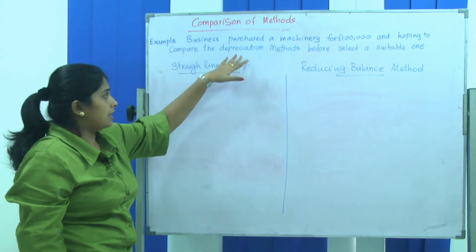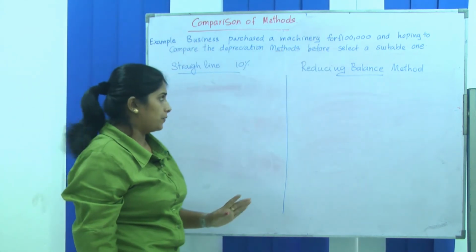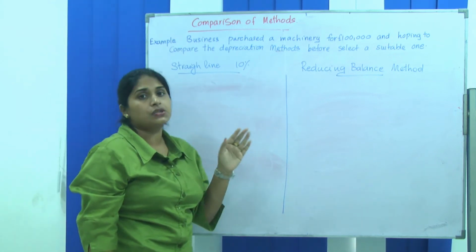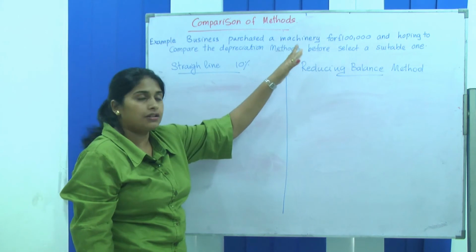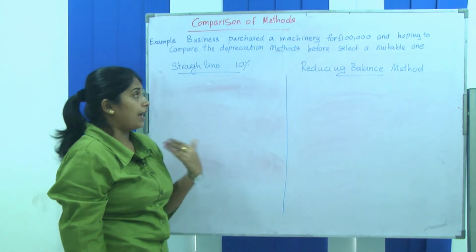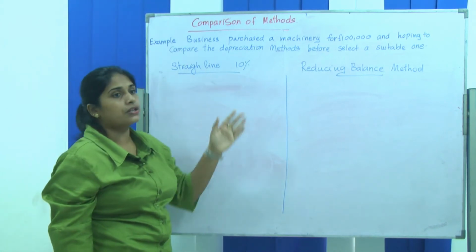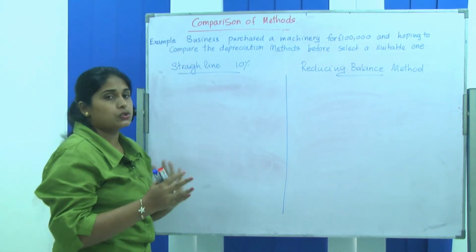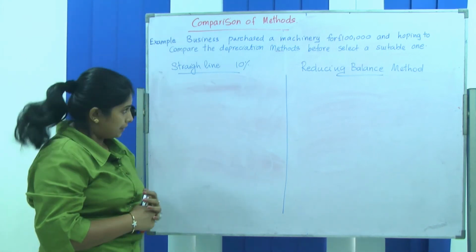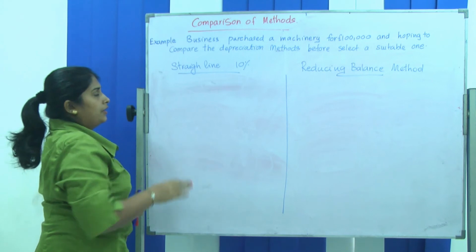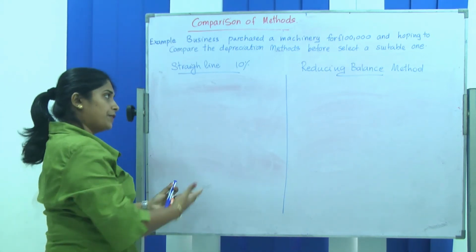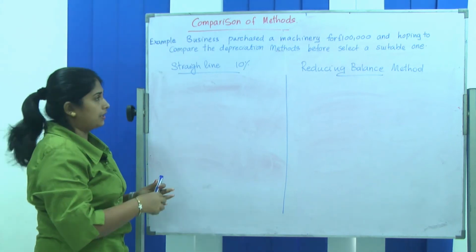Assume a business has purchased machinery for 100,000, but they have not selected a suitable method to depreciate the machinery because they have just started the business. They don't have any idea. So they are hoping to compare two depreciation methods before they select a suitable one for the business. So we have to compare and show them the difference between the reducing balance method and the straight line method.